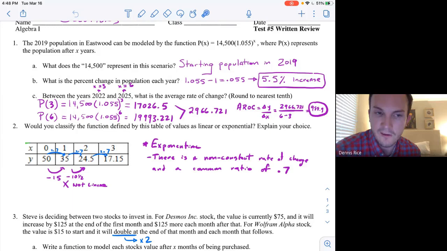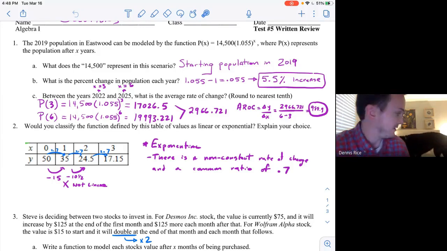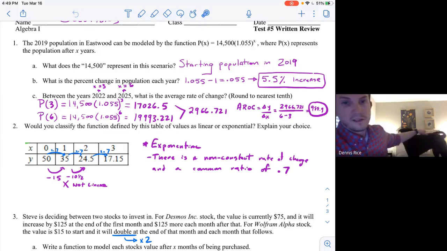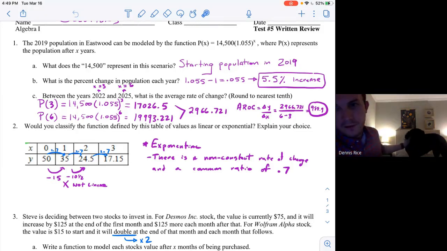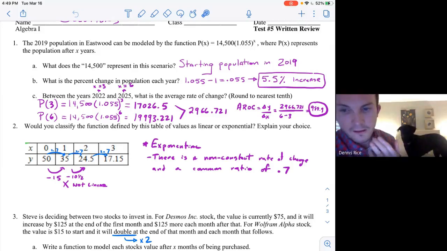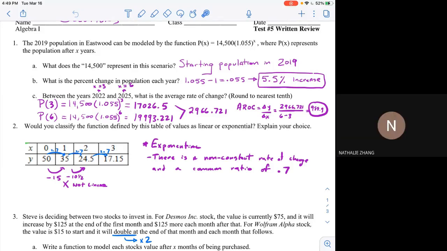It's important with average rate of change that you keep the order consistent, or that you think about, hey, is this an increasing or decreasing function? So in this case, we can tell that it's increasing because the base is 1.055. So we know it's going to be positive, if for some reason you accidentally put a negative sign. Okay. Did that answer your question, Natalie? Yeah. No worries.